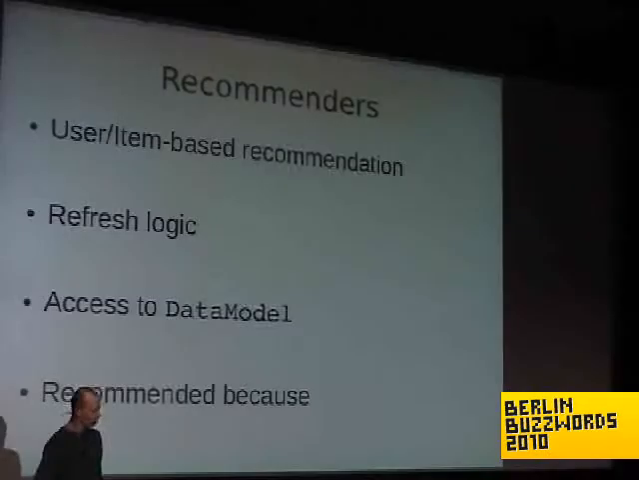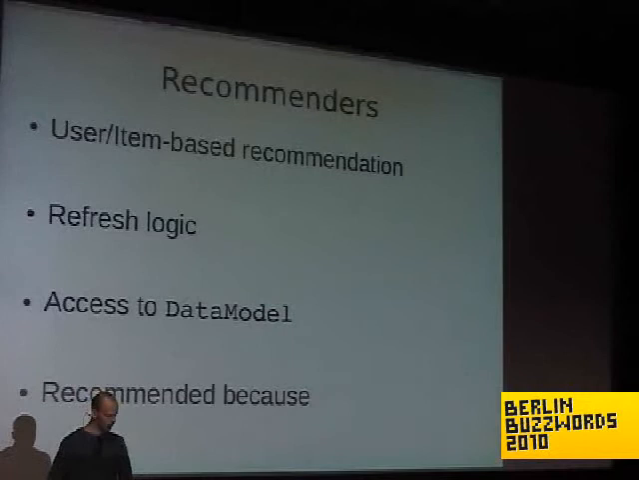Okay, so a little bit more on recommenders. Of course, you have user and item-based recommendation. It also has refresh logic: if you call refresh, it will first refresh the data model to, for example, look for updated files, and then it will run the similarity again. And then your entire recommender is updated and you can get new recommendations. You can also directly access the data model from the recommender, maybe to find out some statistics on it. There's also a recommended-because feature. You can find out why a given item was recommended to you.